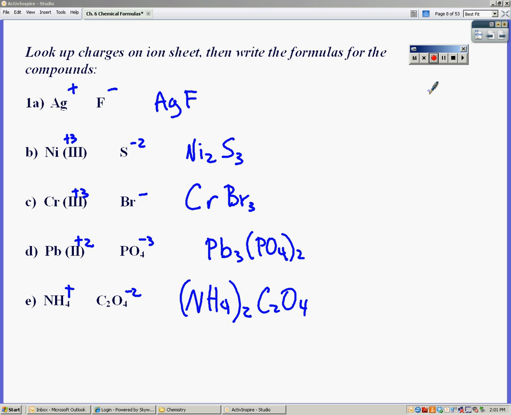Okay, so here are the answers. Here's the formulas for each of these. Notice that the last two here had polyatomic ions. So you start to see those parentheses whenever you need more than one of them. And when you only need one of them, like you only need one of the C2O4, then there are no parentheses. Okay, but I did need more than one ammonium ion, so I used parentheses with the subscript of a 2. Okay.